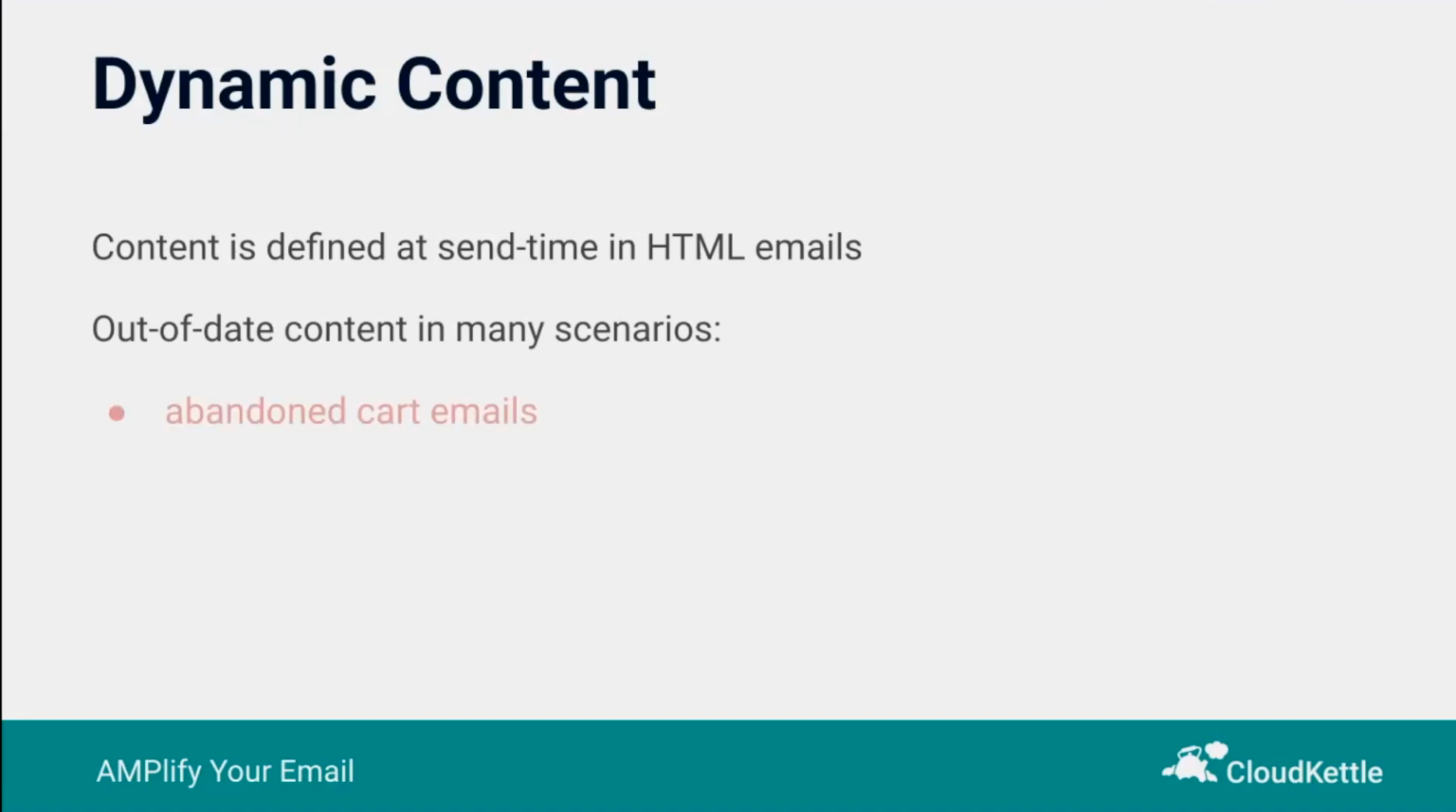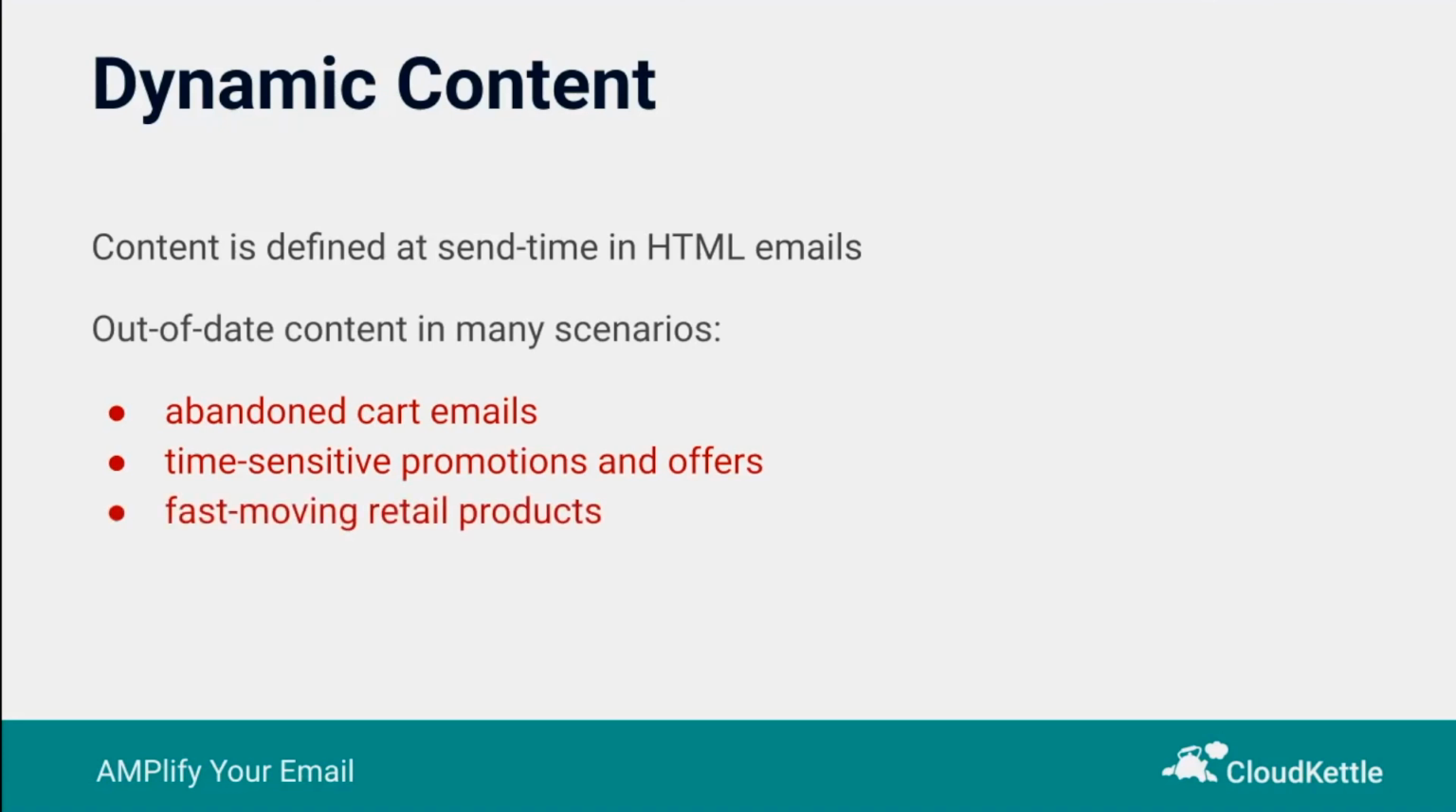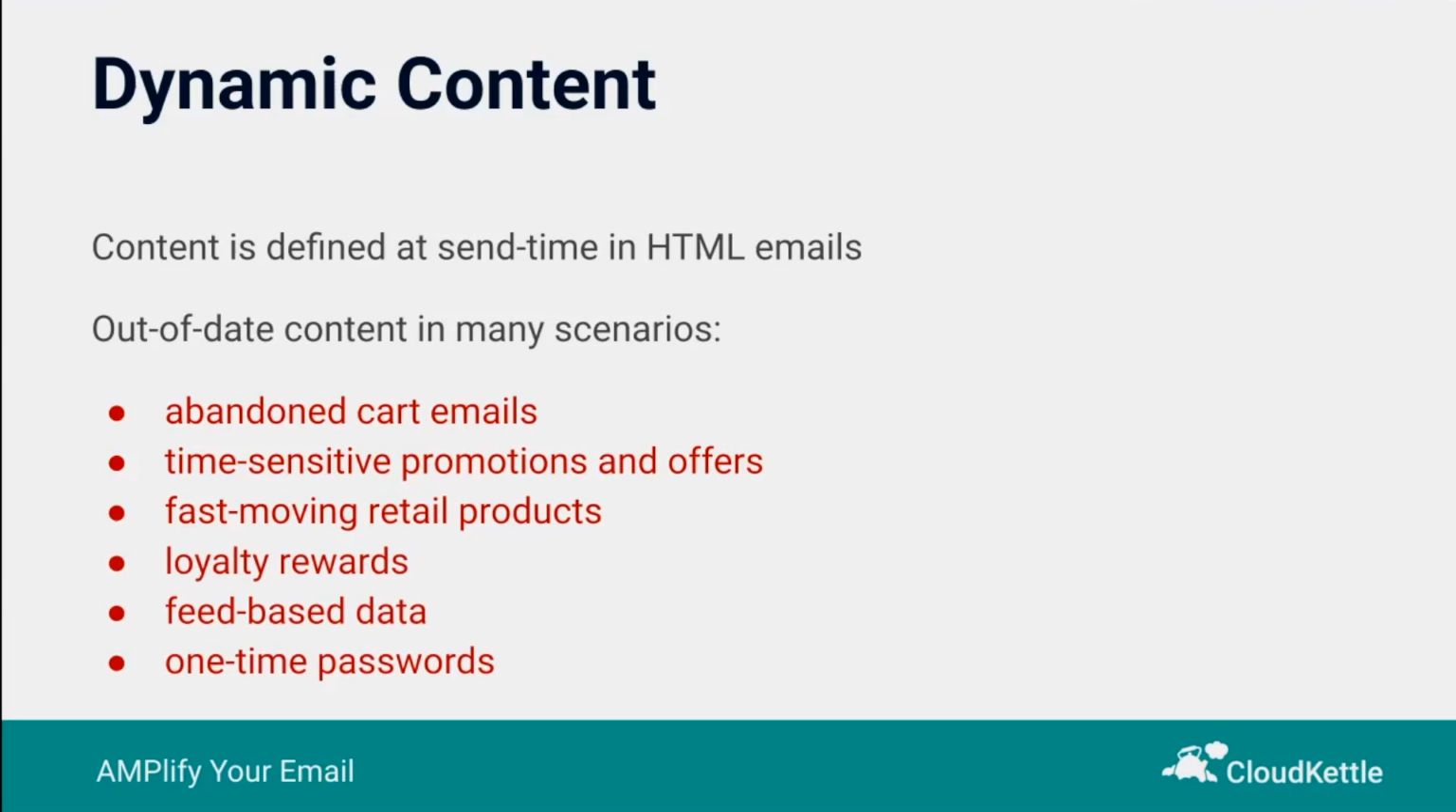As a result, there are many scenarios when content could already be out of date by the time it's eventually opened, including abandoned cart emails, where the recipient has since completed a purchase, time-sensitive promotions and offers, for example, a 24-hour flash sale, fast-moving retail products, where the product is out of stock when the email is opened, loyalty rewards, where a member's points balance or membership status changes based on recent activity, content from external services, including news, sports, and weather feeds, and one-time passwords or OTP-based emails, where password reset links expire after a very short period of time.